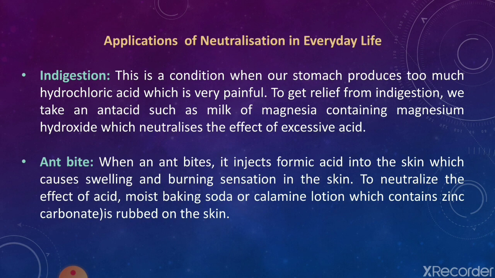So when too much acid is present in our stomach, we take a basic solution, that is milk of magnesia, magnesium hydroxide, which neutralizes the effect of the excessive acid. Then sodium hydrogen carbonate, meaning sodium bicarbonate, NaHCO3, or baking soda, is also used. It is also a base, and it can give us relief from indigestion.